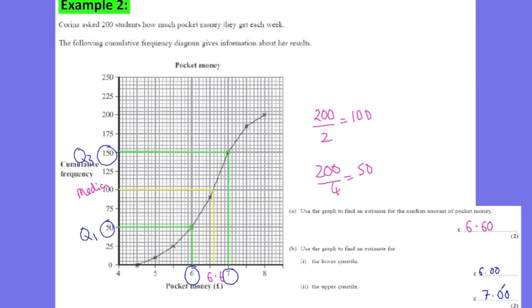From those, easily, we can work out the interquartile range by subtracting the lower quartile from the upper quartile. So we have an interquartile range of 1.